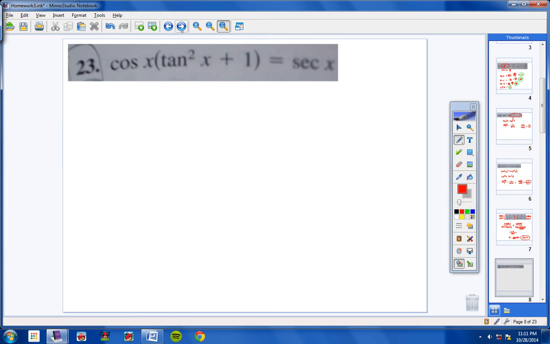Alright, 23, we are going to verify this trig identity. So here we go. Well, first of all, it's pretty obvious you can use a Pythagorean identity right here for this. So bring down your cosine, and then for this right here, tangent squared x minus 1 is the same thing as secant squared x. Alright, there we go. Now, secant squared is the same thing as cosine x over 1 times 1 over cosine squared x.